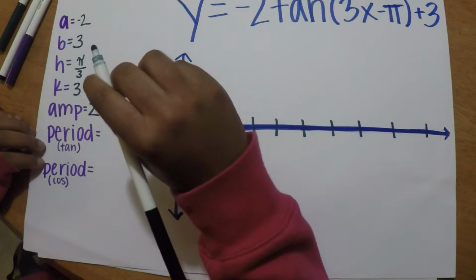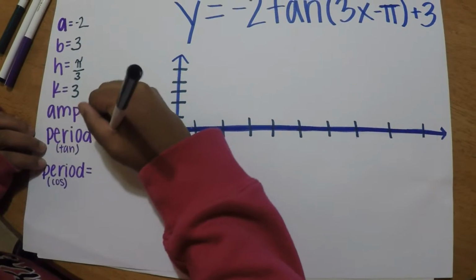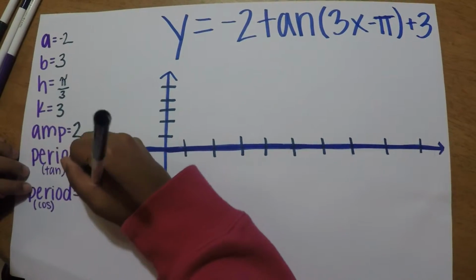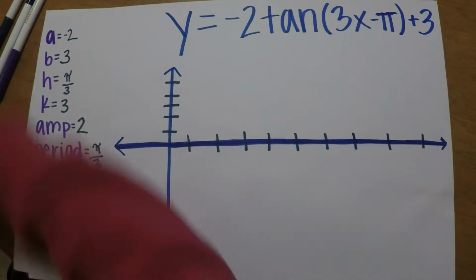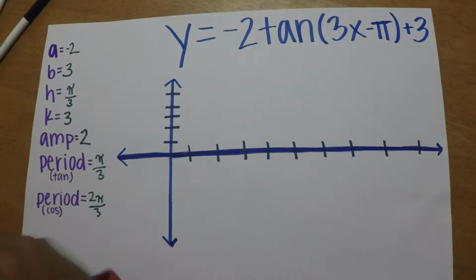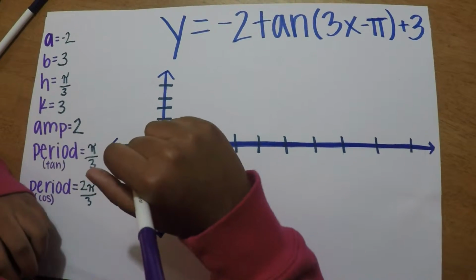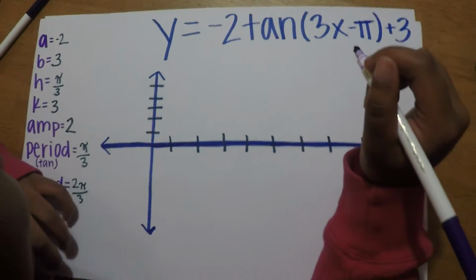Period of the tangent graph is pi/3, but period of cosine will be 2pi/3. In order to graph this, we have to graph cosine first. Any zeros on the cosine graph will equal vertical asymptotes on the tangent graph.